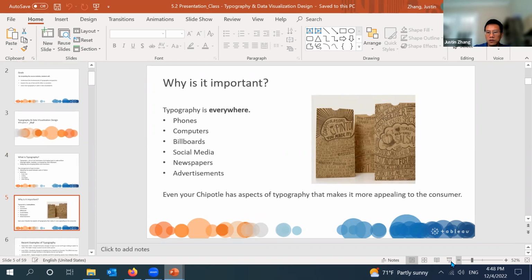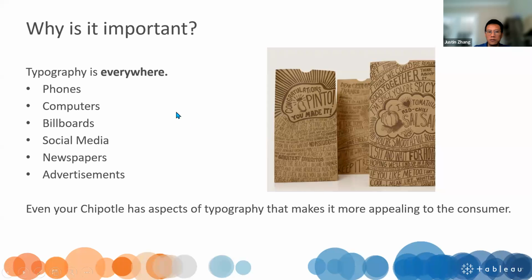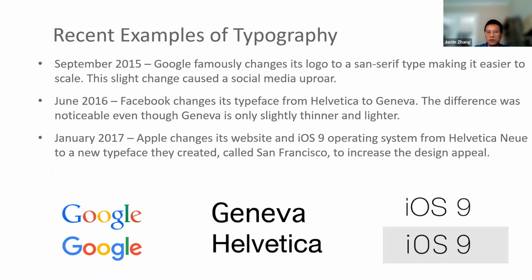So why is typography important? Because it's almost everywhere. In addition to using typography in our writing, you also see typography in every place, including those on your smartphone, computers, billboard, etc. So here's one example from Chipotle. If you take a look at the brown bags used by Chipotle, they have actually specific designs of typography on the brown bags to make it more appealing to customers.